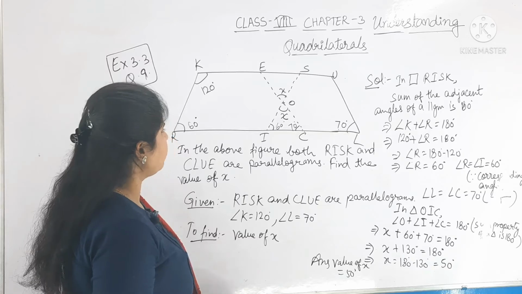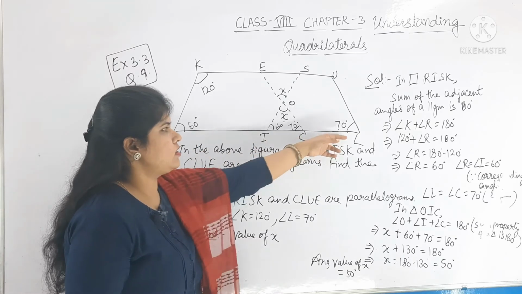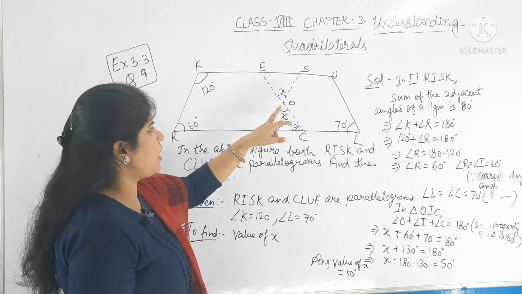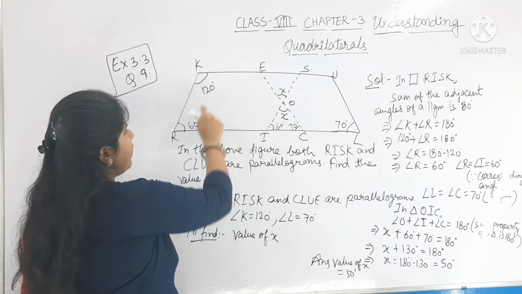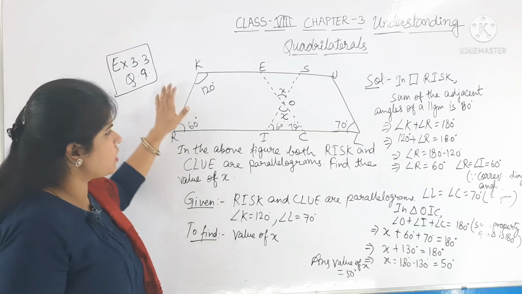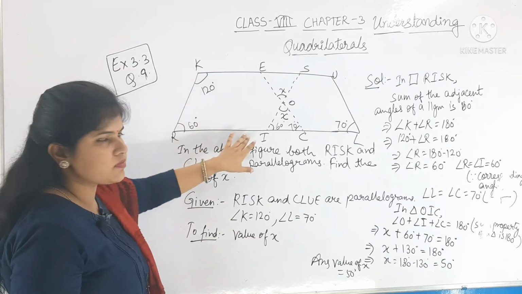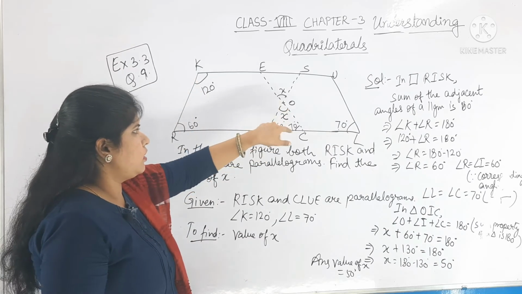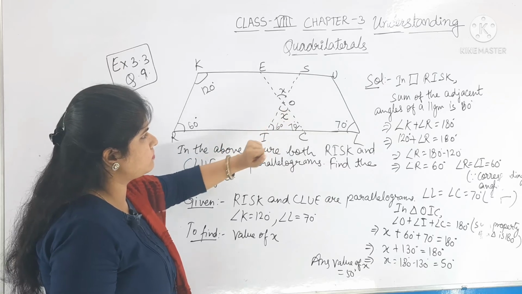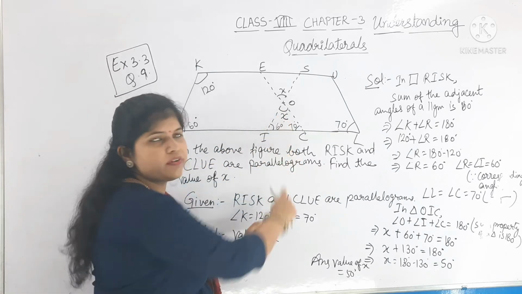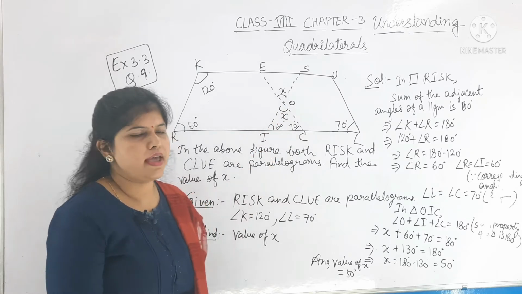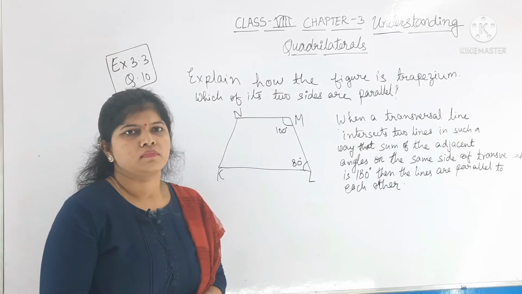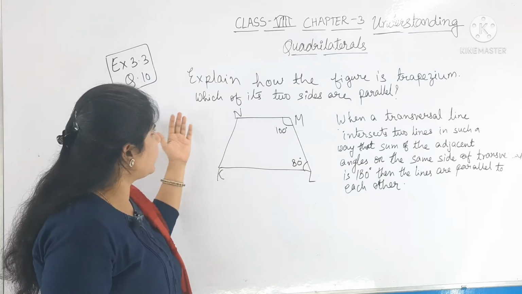You can easily solve this. This is a corresponding angle, this is also a corresponding angle. We have to find the value of X. For this we found the adjacent angles sum, that is 180 degree. Then you have to write the sum property of a triangle. By the sum property of a triangle, we easily find the value of x. Now the next question is question number 10 here.